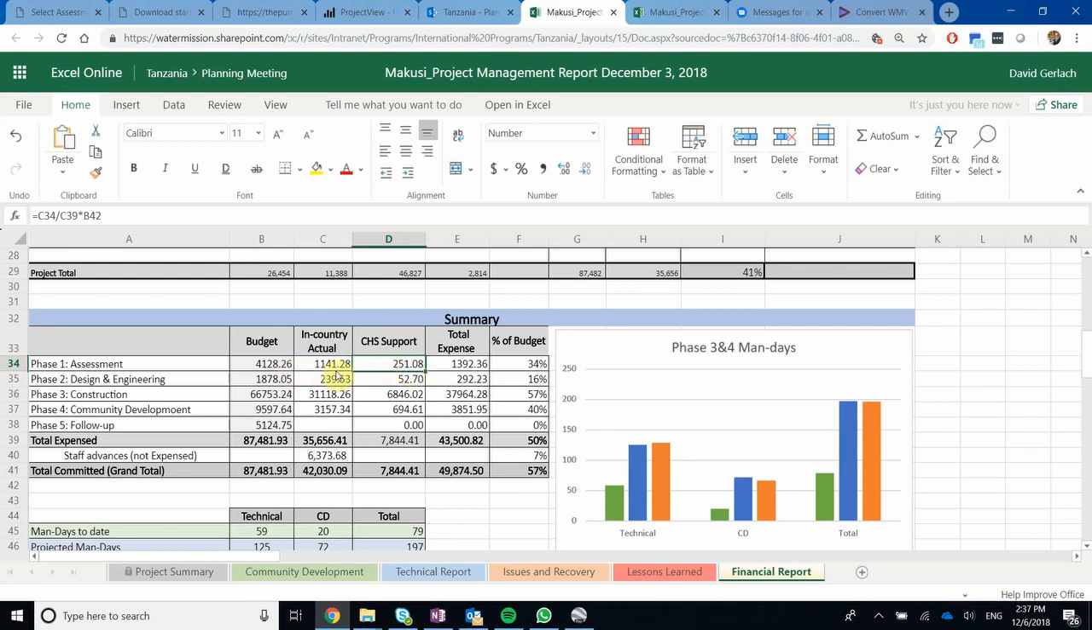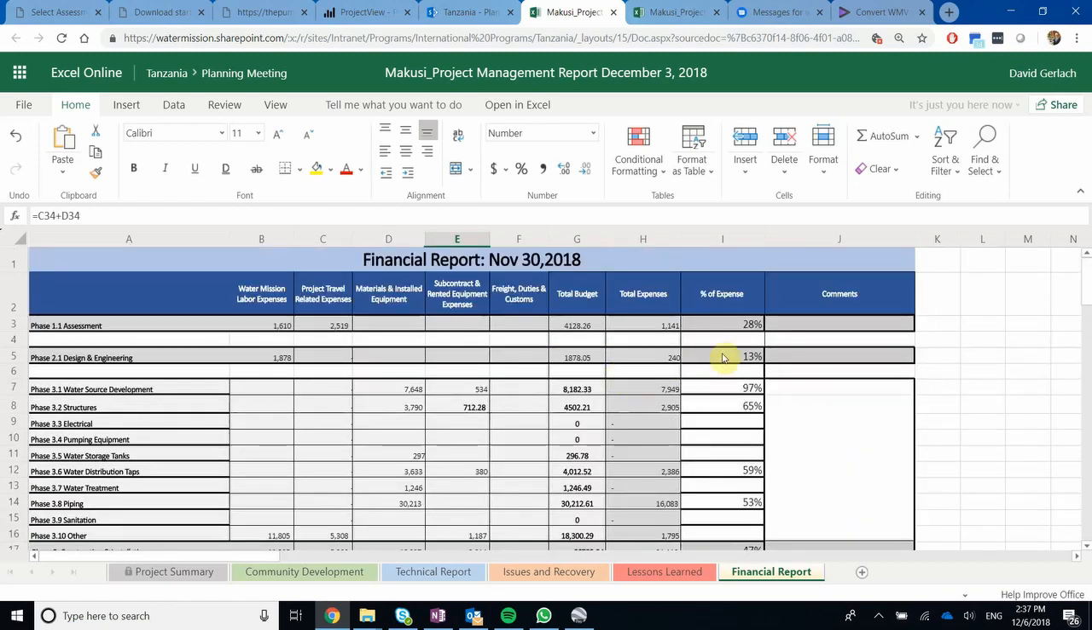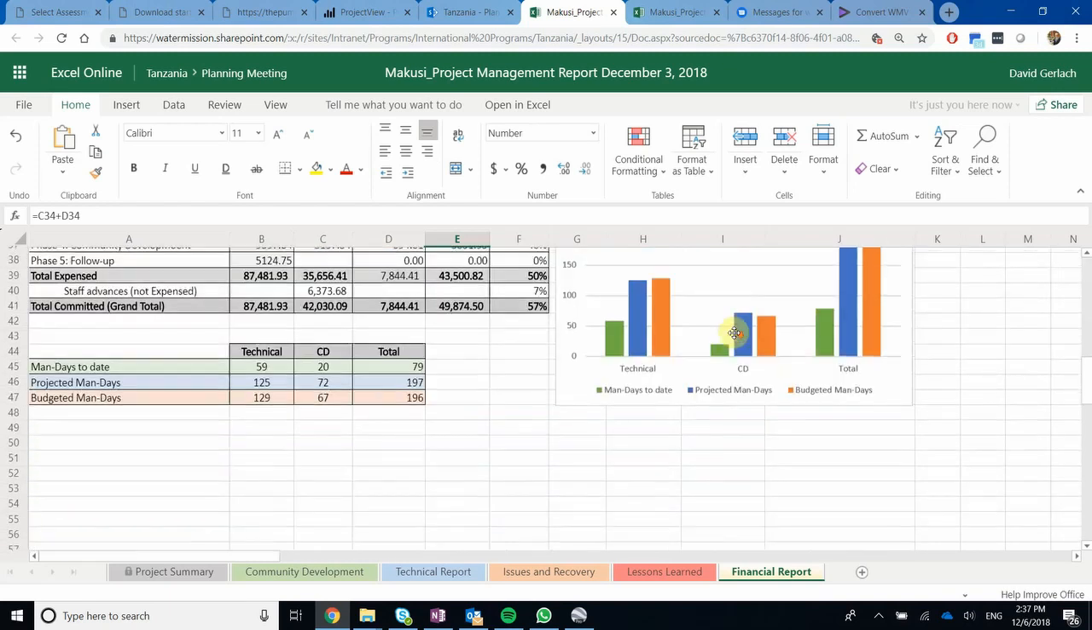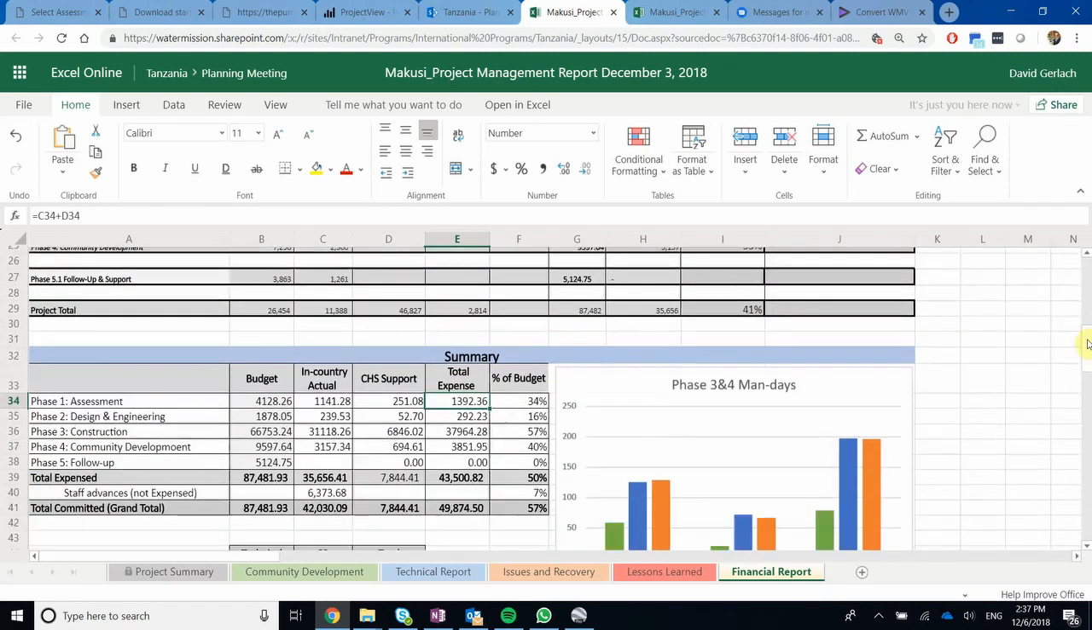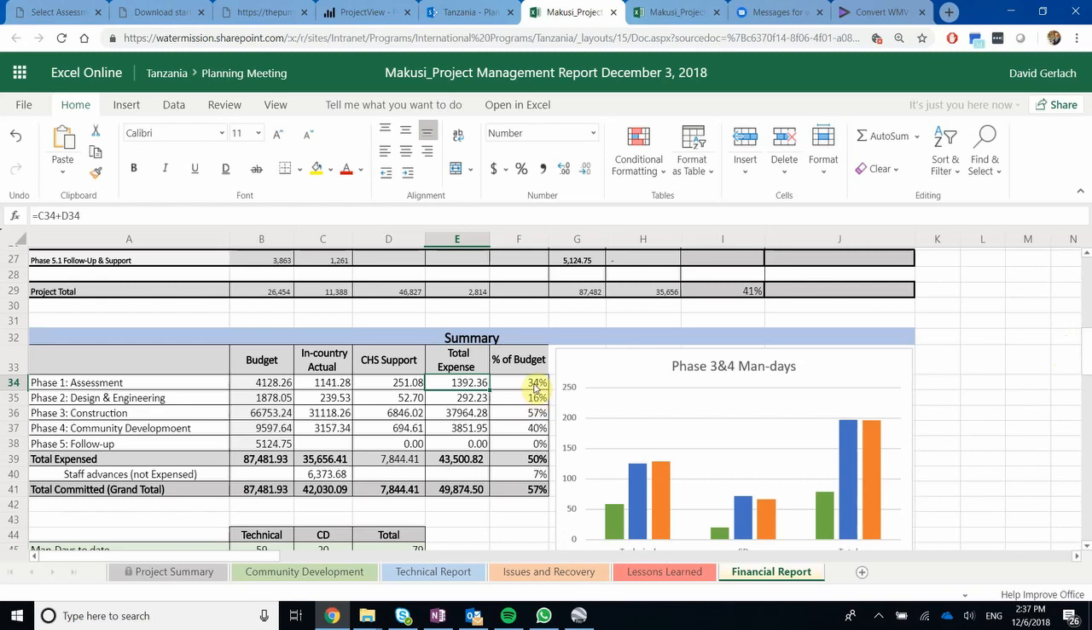And so we know that this budget is actually comprised of two different numbers, the in-country actuals and the 22% of Charleston support. And so if you add these two together, that's your total expense. So while here we say, okay, it's only 28%, what it actually is, if you include the Charleston support, is about 34% of that assessment. And you can do that for all of the different phases, phase 2, 3, 4, and 5. And then you get this total expense here at the end, where about half is expended of all of our budget.